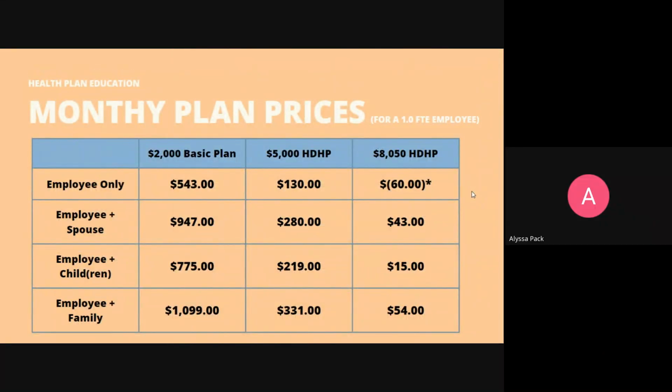Monthly plan prices. So you can kind of see these monthly prices are going to be correlational to the comprehensiveness of the plan. Our basic 2,000 plan is going to be our most expensive, 5,000 plan in the middle, and our 80/50 on the lower end. Just to note, our 80/50 employee only plan does have a negative quotation there. The district will contribute that amount to a health savings account if you do have it and elect that plan. So pause here if you would like to review that more.